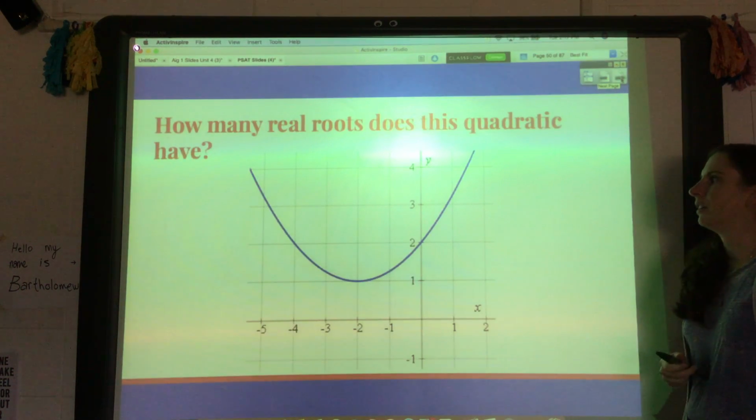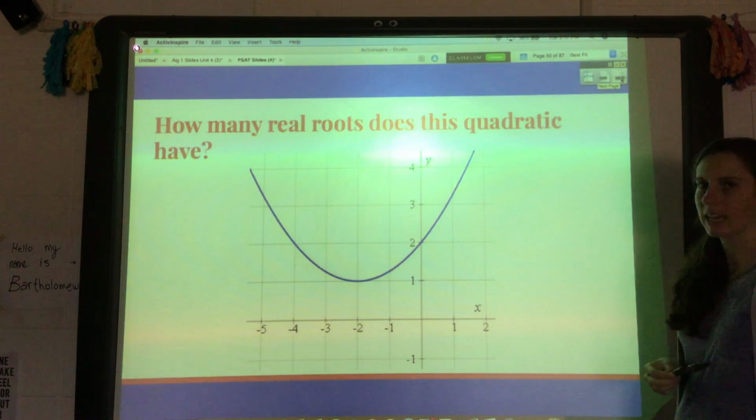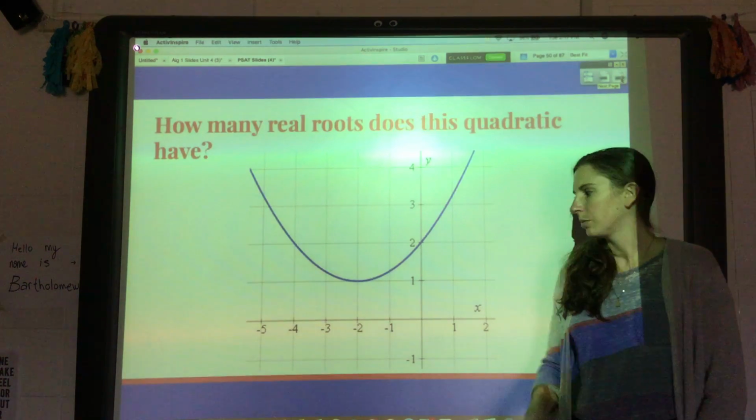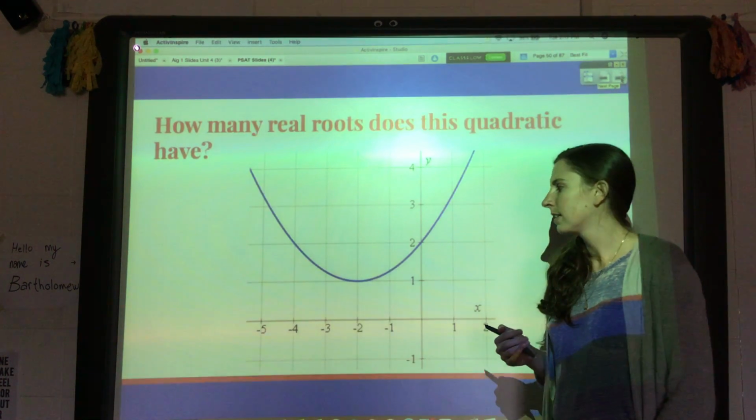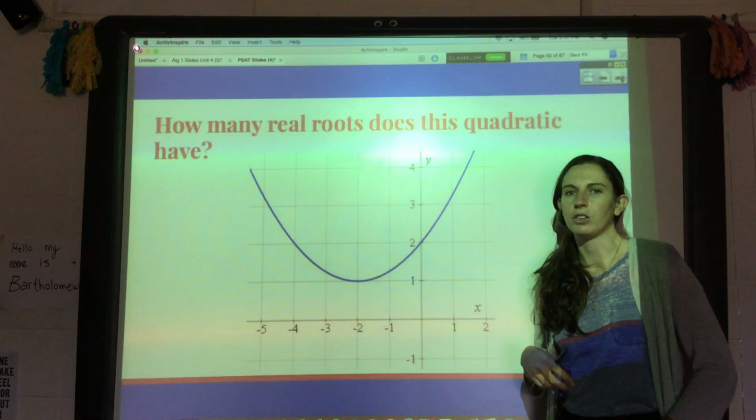All right. How many real roots does this quadratic have? It has 0 real roots because it doesn't hit the x-axis. It has 2 roots, they're just imaginary.